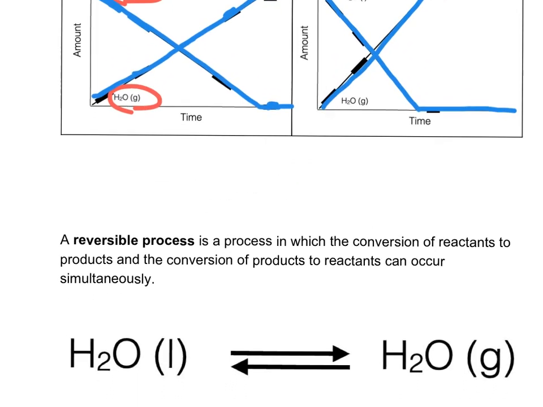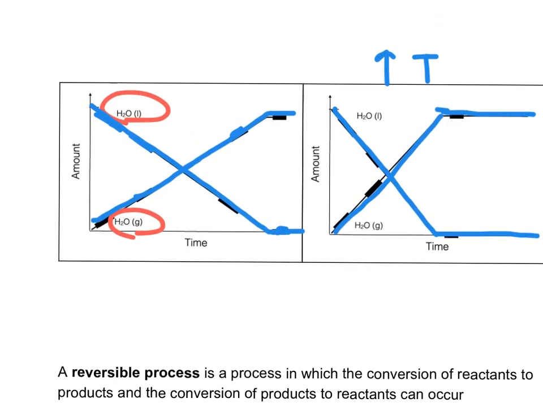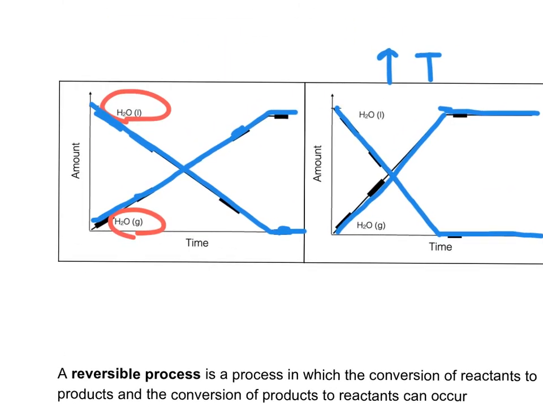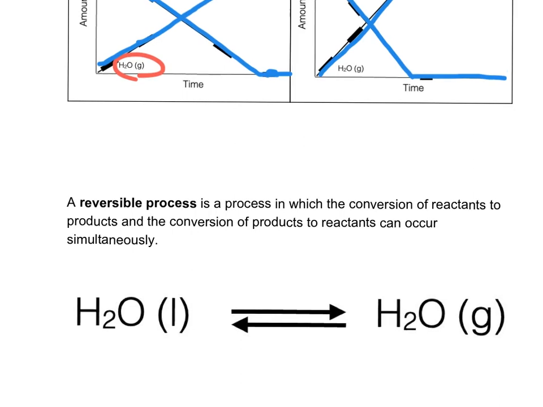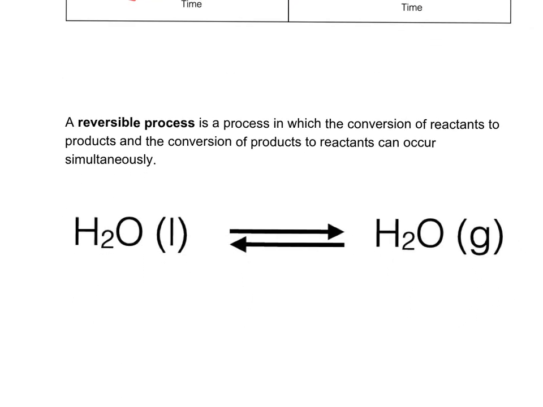Now let's bring in the idea of a reversible process. This evaporation of water in an open container was not reversible, but how do we begin our study of a reversible process? A reversible process is a process in which the conversion of reactants to products and the conversion of products back to reactants can occur simultaneously. And we first saw that with the weak acid in the acids and bases unit, but here's our familiar arrow that goes in both directions. This implies that you do have liquid converting to gas and gas converting to liquid.